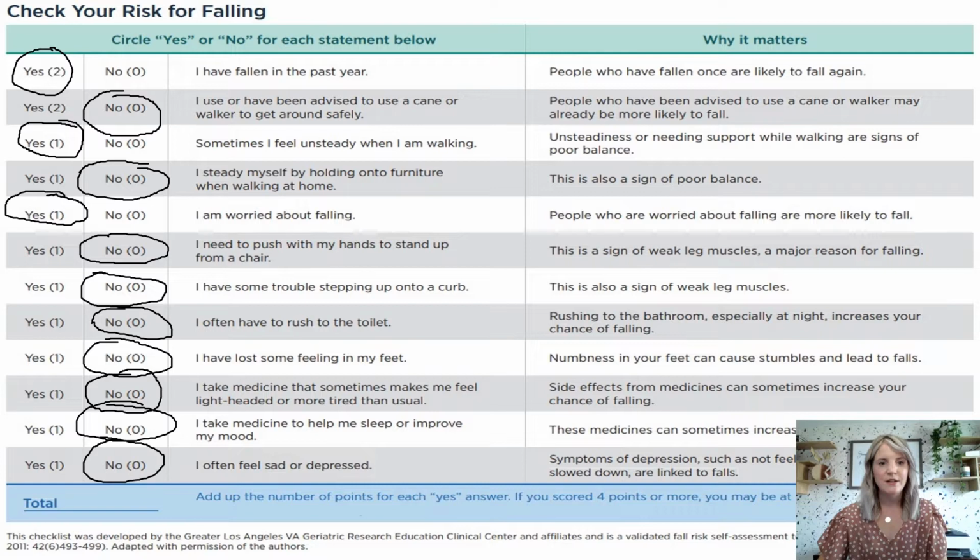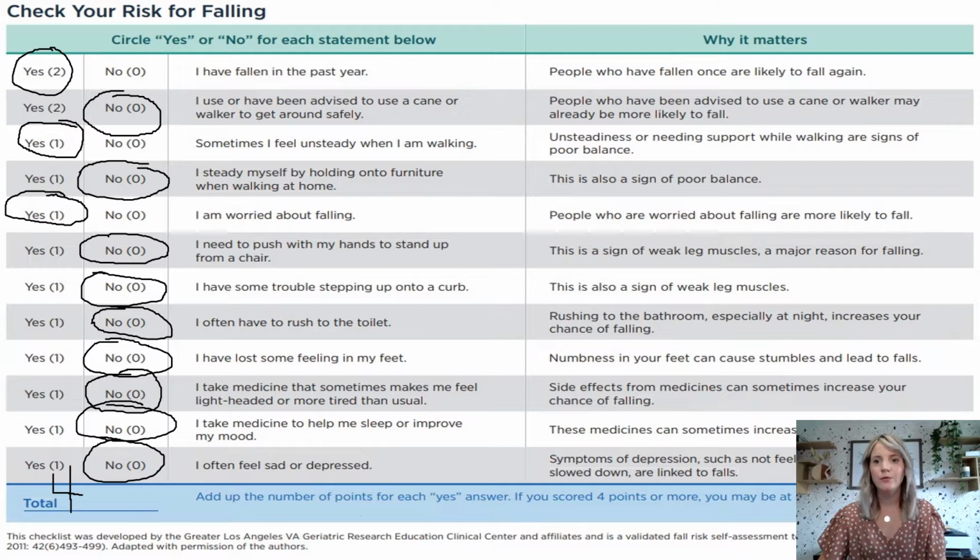Now you will add up the number of points for each yes: 2, 3, 4. And note that if you scored 4 points or more, you may be at a higher risk for falls. It is important to note that regardless of the score, if you have fallen in the past year, you are more likely to fall again. However, a total score of 4 or more puts you at risk for falls.